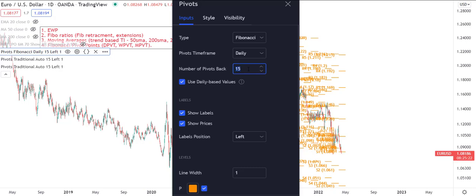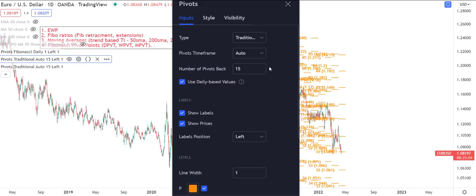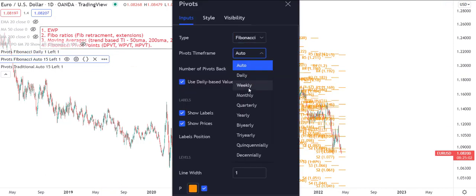Number of pivots back shows how many daily pivots you want to study from the past. So we will have only one for the day, which will show us the current session's pivot point, and we'll proceed with the next one, which will be the weekly pivot.